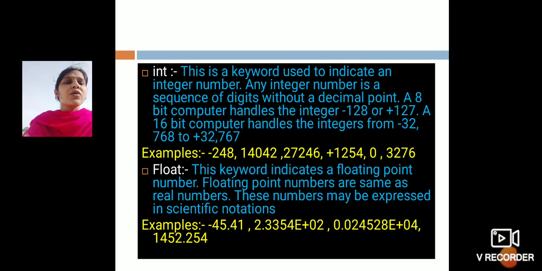Next is float. Float is a keyword that indicates a floating point number. Floating point numbers are also called real numbers, right? These numbers may be expressed in scientific notation, and these floating point numbers have a decimal point. You can observe in the examples that they either have a prefix like plus or minus signs, and they also have a decimal point.